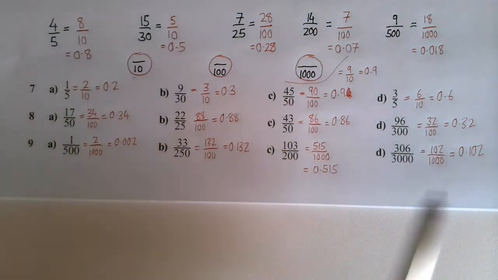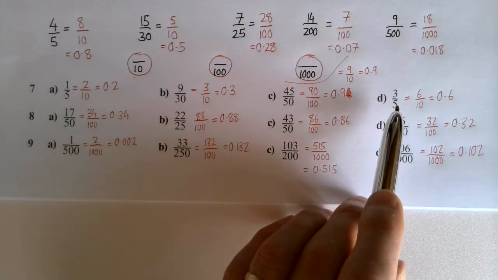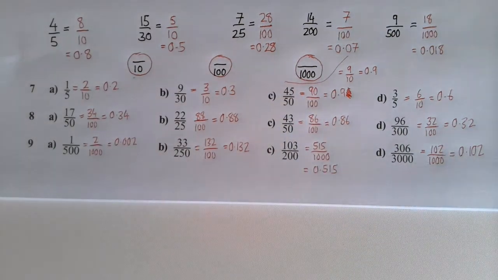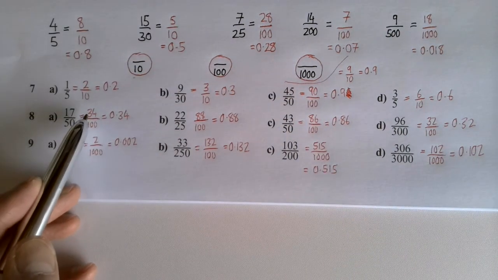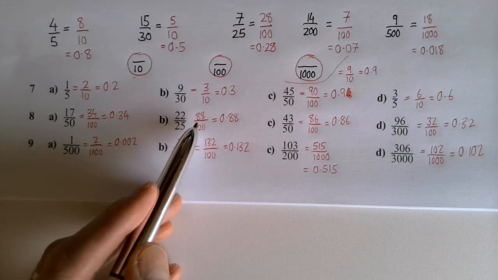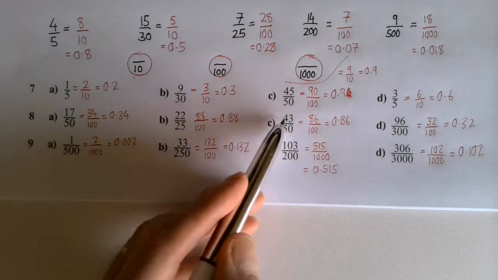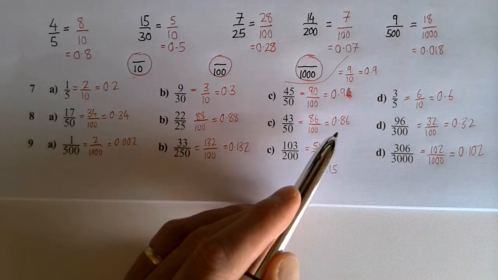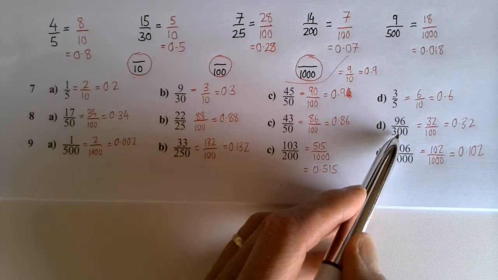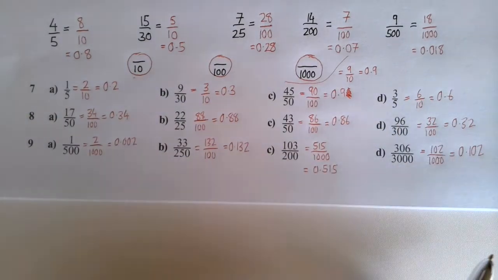The eagle-eyed amongst you would have realised that the first question you could change them all to 10, even though I did that to 100. The second question they all went to 100. So I doubled numerator and denominator, 0.34, multiplied by 4, 0.88, multiplied by 2, 0.86, divided by 3. Did you spot that one? Well done if you did, 0.32.